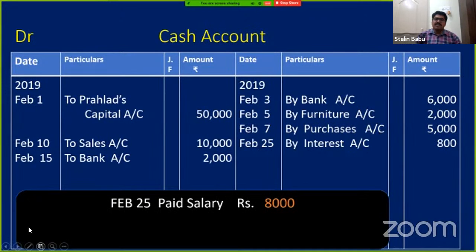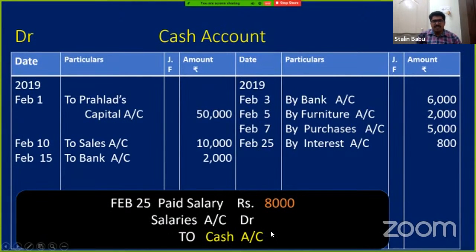On February 25th, paid salaries. We are paying the salaries. It is also expenditure. So the entry is salary account debit to cash account. Here also cash account is credited, so we have to post on the credit side.